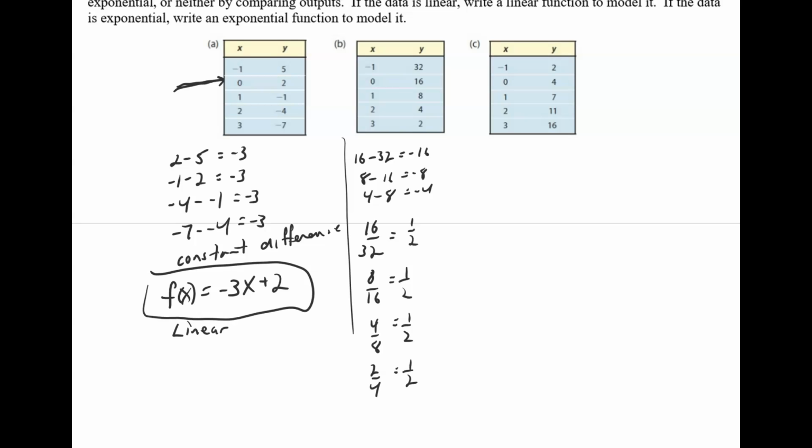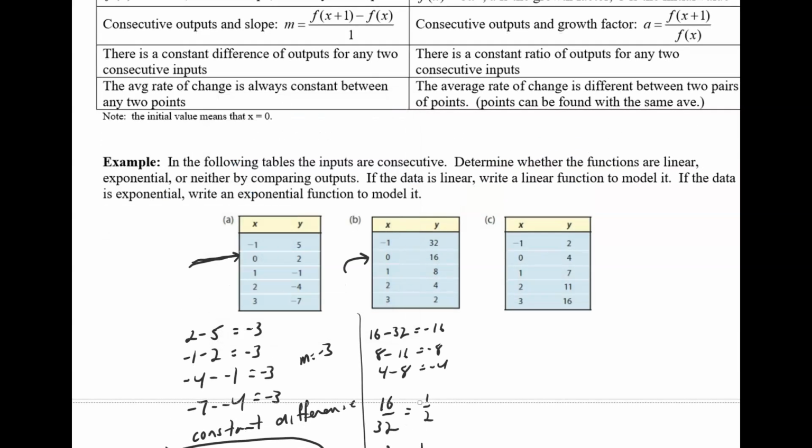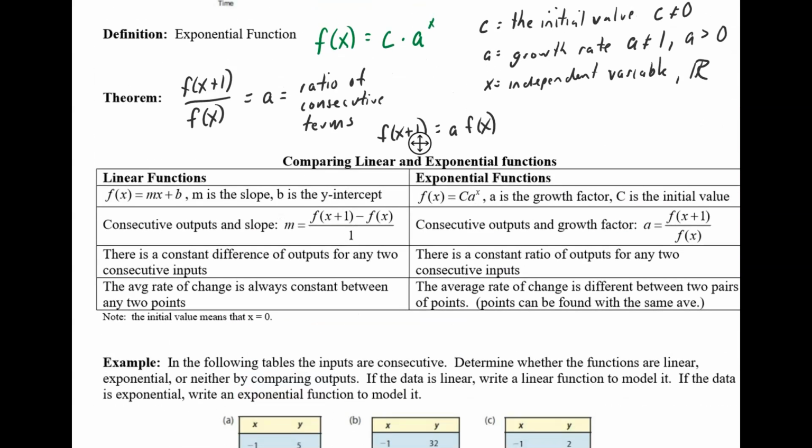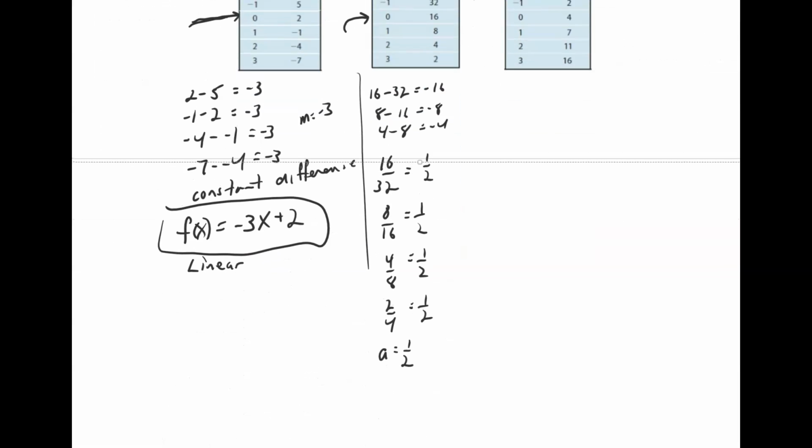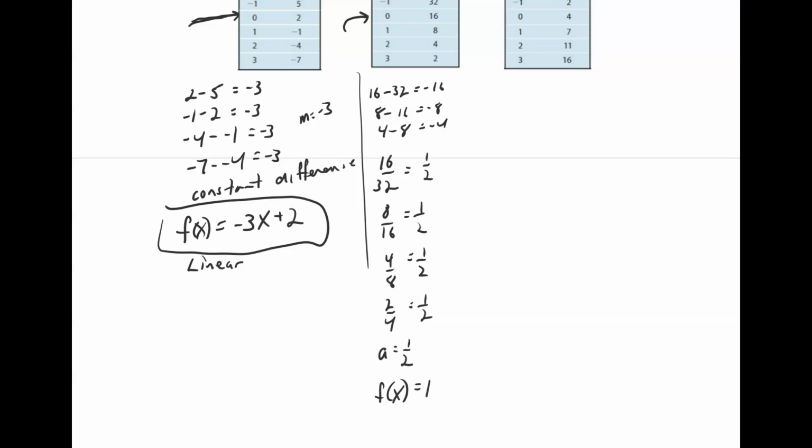So here I should have said, maybe we should have said here m is -3. This time a is 1/2. So we found our growth rate. We've also found our initial value as 16. That's our c. That's going back to the definition. C is our initial value right here. We found our growth rate and we have our variable. So we have all that we need to write the exponential function. So we've got f of x equals the initial value of 16, that's when x is 0, times 1/2 to the x. And that is our exponential function.